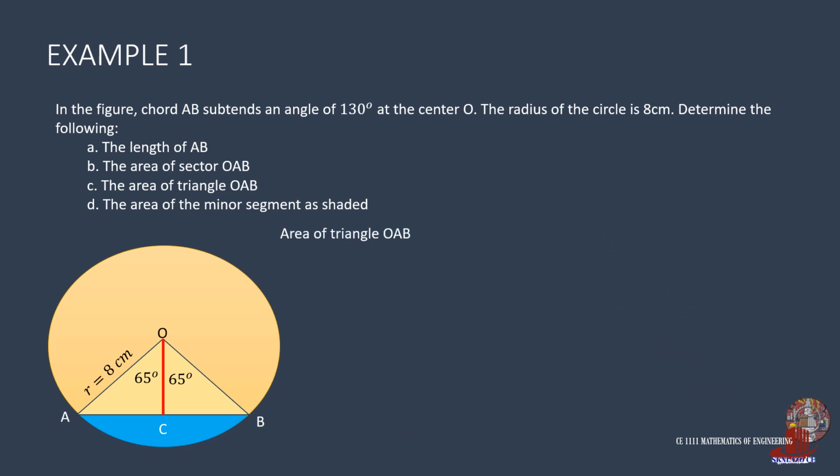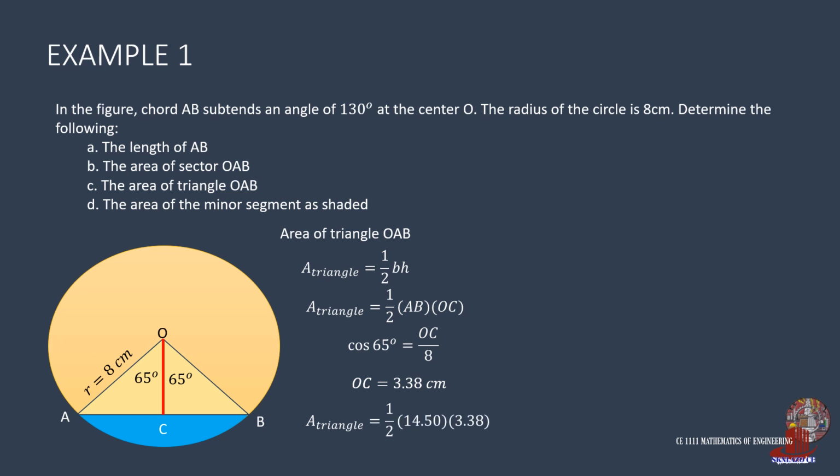The next two requirements are the area of triangle OAB, which is half of base times height. From the circle, we can write the area as half of AB times OC. We still need to determine length OC, and again, from the right triangle, we take cosine of 65 degrees as equal to OC over 8. OC is then computed as 3.38 cm. The triangle is then solved as half of 14.5 times 3.38, which results to 24.505 square cm.